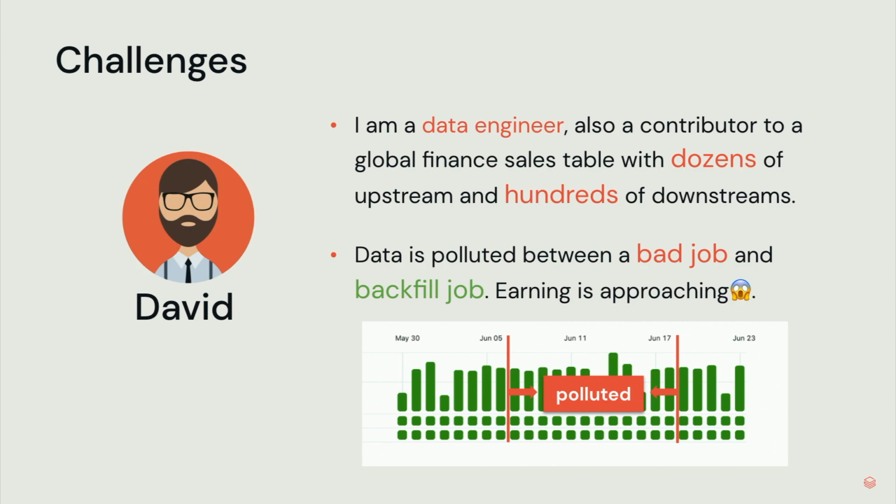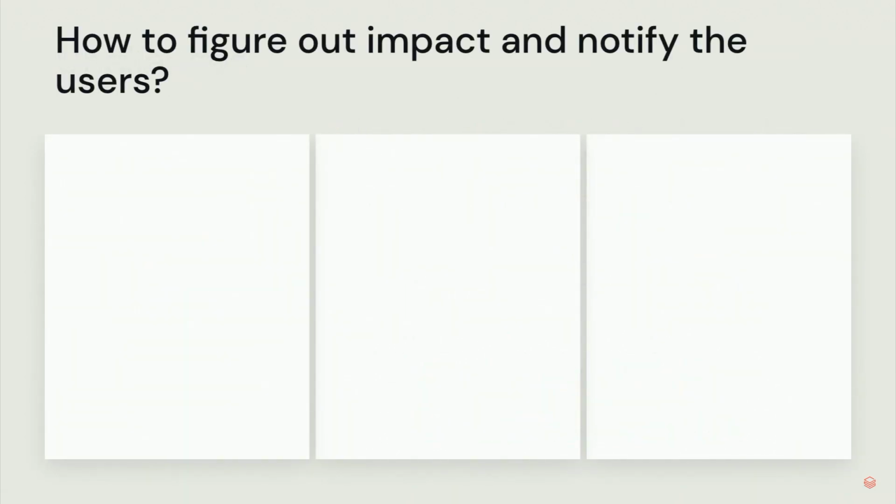David, who is a data engineer and also a contributor to a finance sales table with dozens upstream and hundreds of downstreams. Data is polluted between a bad job and a backfill job. Earning is approaching. Basically, the CFO is waiting for a confirmation of the number. What can we do in this case?